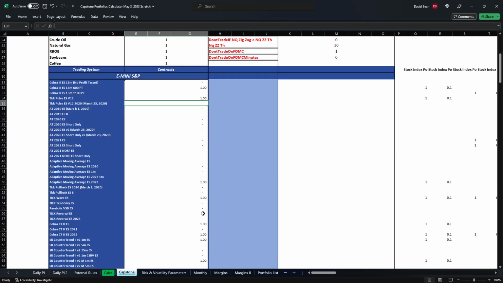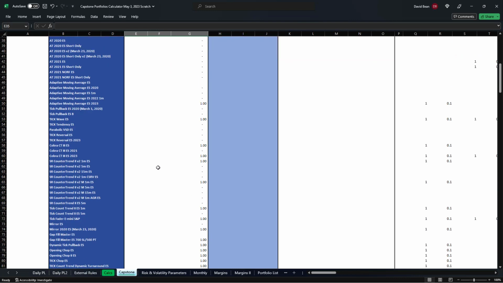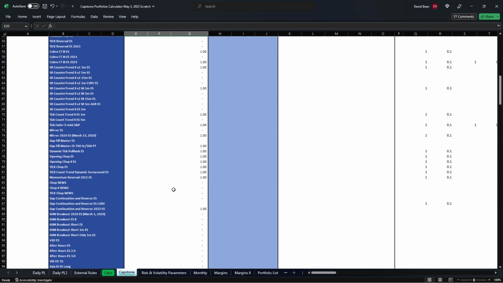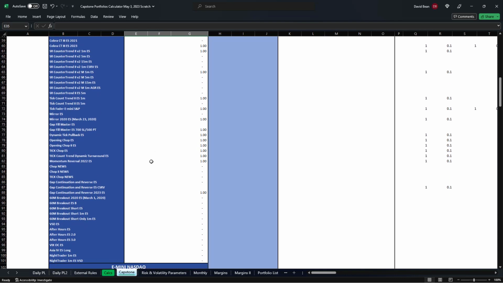And then we've added gap continuation in reverse. We've adjusted it. Gap continuation in reverse is down here, and so we have this one instead of this one. And then we've also added gap fill, $700 stop loss, $500 profit target. So I'm going to show you what it was and how this is improved.